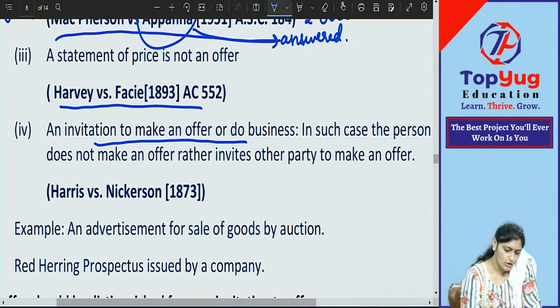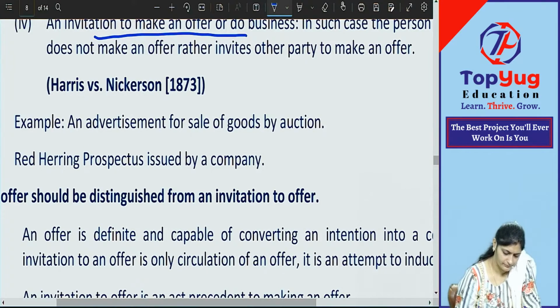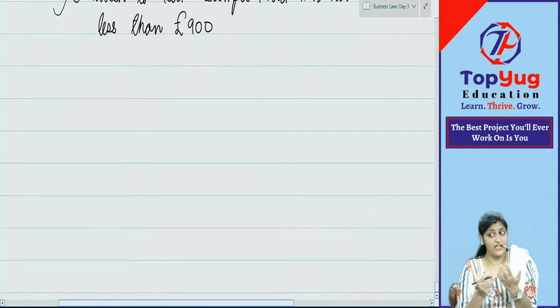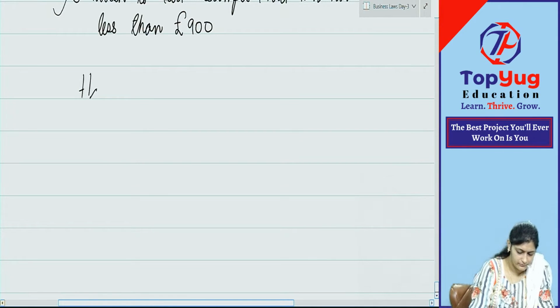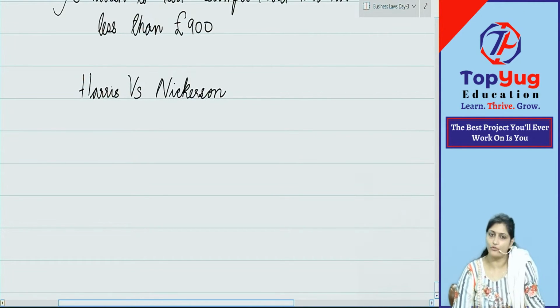Okay. So what is the case law? Harris versus Nickerson. Invitation to do some business. Harris versus... See, there are so many case laws. Please don't get confused, okay? You have to remember the case laws and their decisions separately.